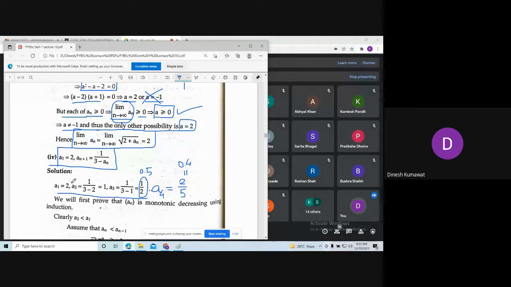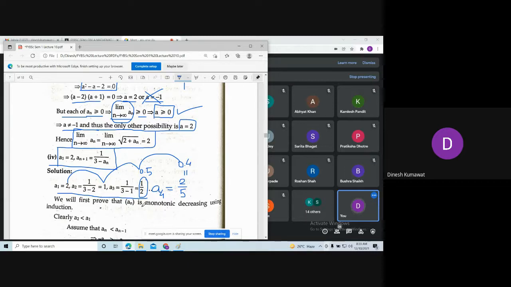So what is your guess? How are the terms of these sequences? Sir, the terms are monotonically decreasing. The second one is 1, third is 0.5, fourth one is 0.4. So now we are going to guess that this sequence is monotonically decreasing. But you need to give a concrete proof.